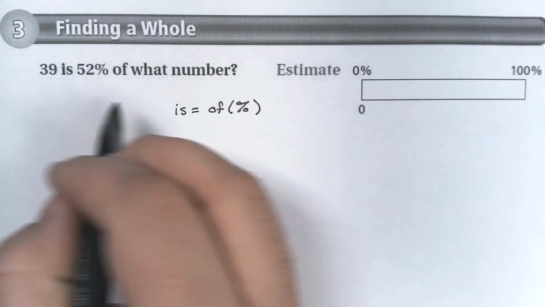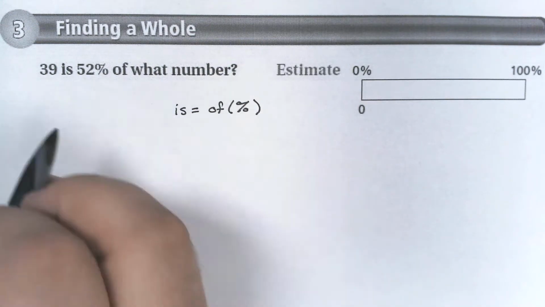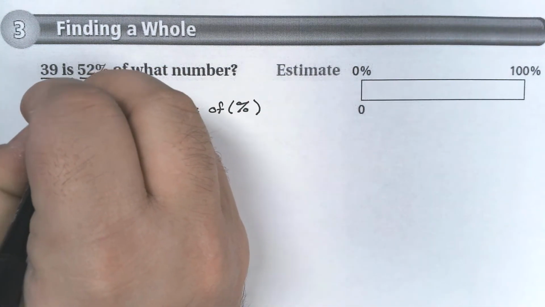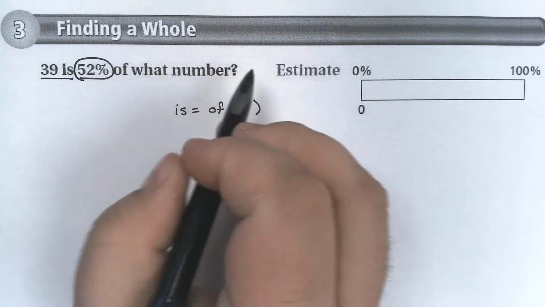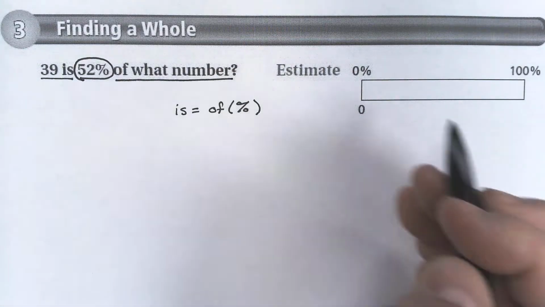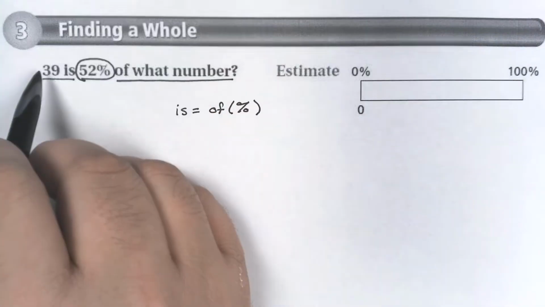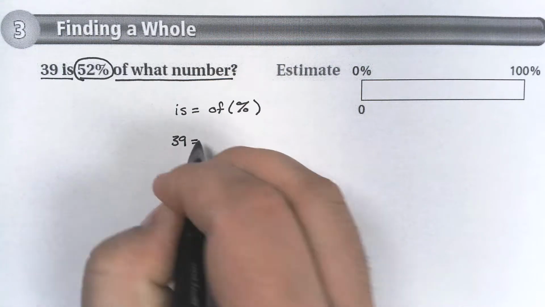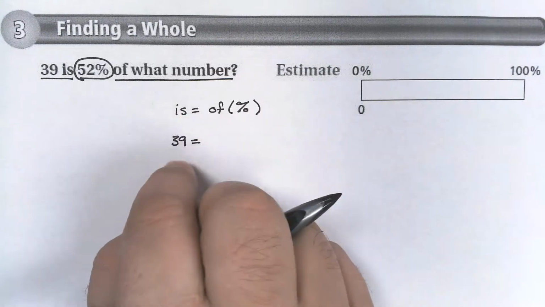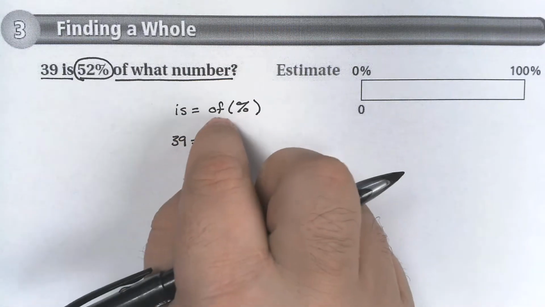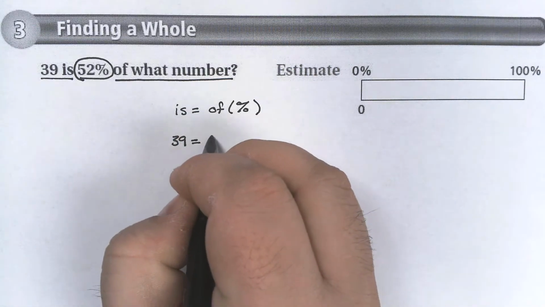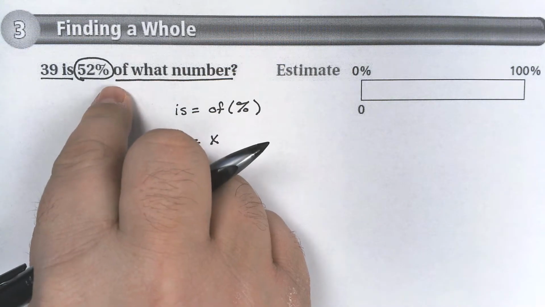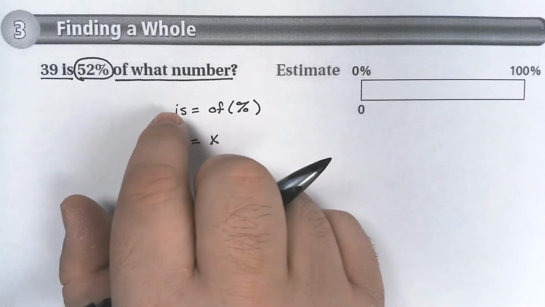Again, I'm going to try to group everything up for my is, my of, and my percent. So here's my is, here's my percent, and here's my of. My of is my variable, is 39. So I'm going to go ahead and start there. 39 equals, all I did was replace the word is with the 39. And then of is my variable. Again, I like using x no matter what it is. I used p last time, but x is nice here too.